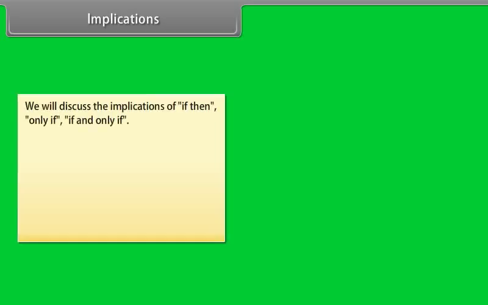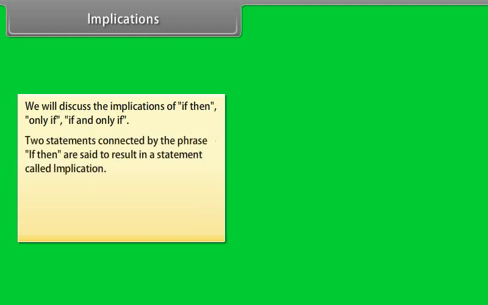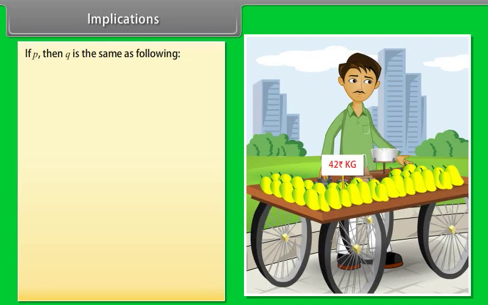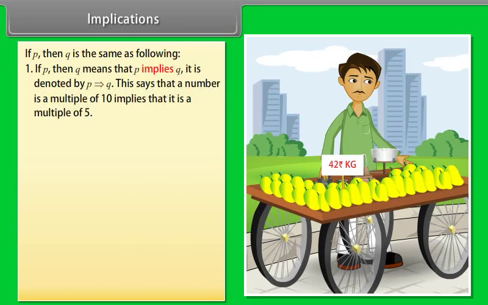Implications. We will discuss the implication of if-then, only if and if and only if. Two statements connected by the phrase if-then are said to result in a statement called implication. For example, if more mangoes arrive in the market, their prices will go down. If P, then Q means that P implies Q. It is denoted by P ⇒ Q.